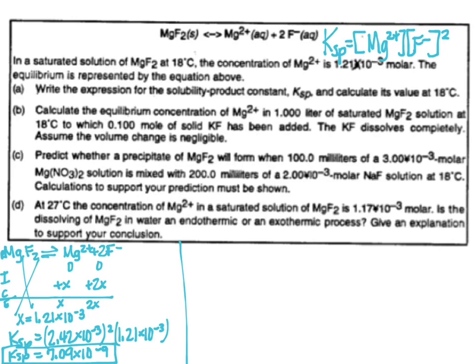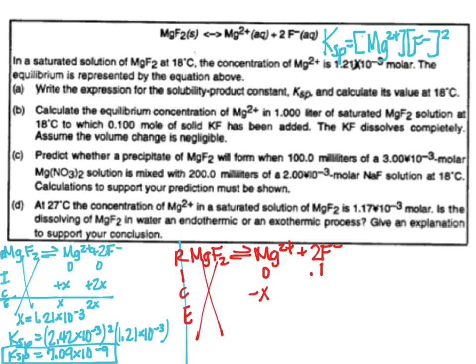Now calculate the equilibrium concentration in 1 liter of saturated MgF2 at 18, so we're still at the same temperature, in which 1 mole of solid KF has been added. So now what have we done? We have MgF2, and we've added a common ion, and our common ion this time is KF, so it's going to be F. So our initial is still 0 for magnesium, but for F, I've added 0.1 molar in there. Change is x, plus 2x. And then we have x and 0.1 plus 2x. And we need to solve for x.